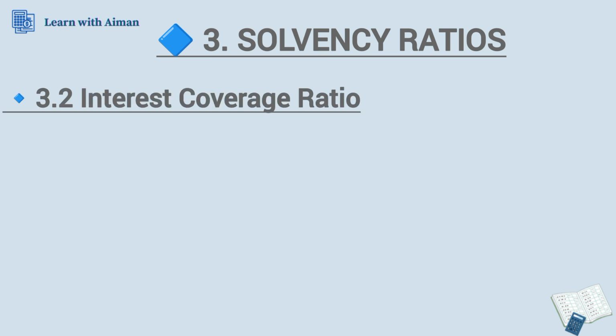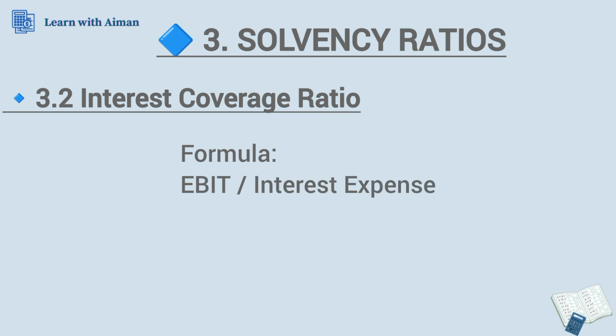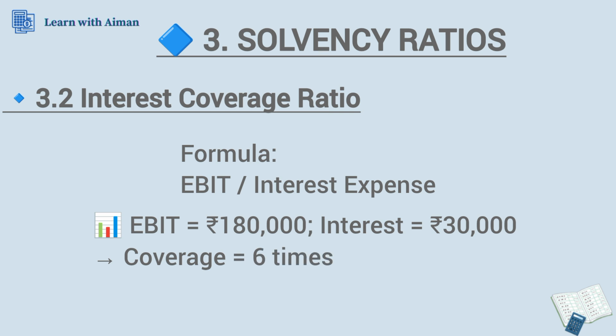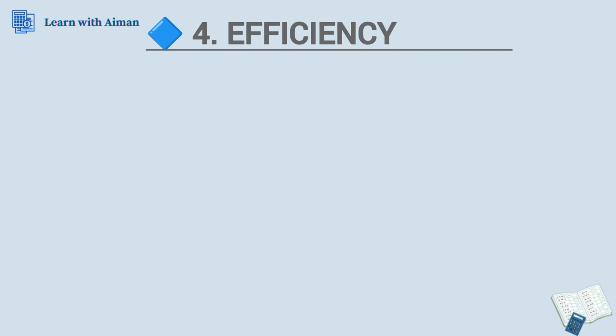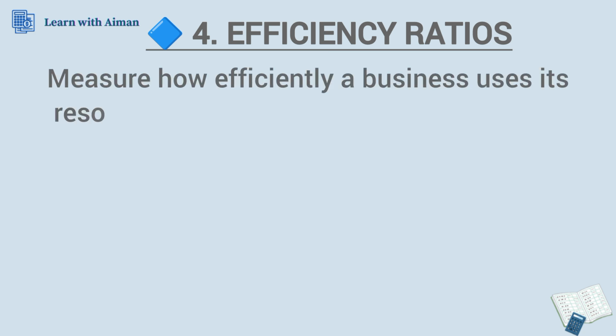Next, we see our interest coverage ratio. So we have our EBIT, which is also called earnings before interest and tax, equal to 180,000, interest of 30,000, and coverage we got 6 times, which shows if the company can pay interest easily. Next, we have our efficiency ratio. It measures how efficiently a business uses its resources.